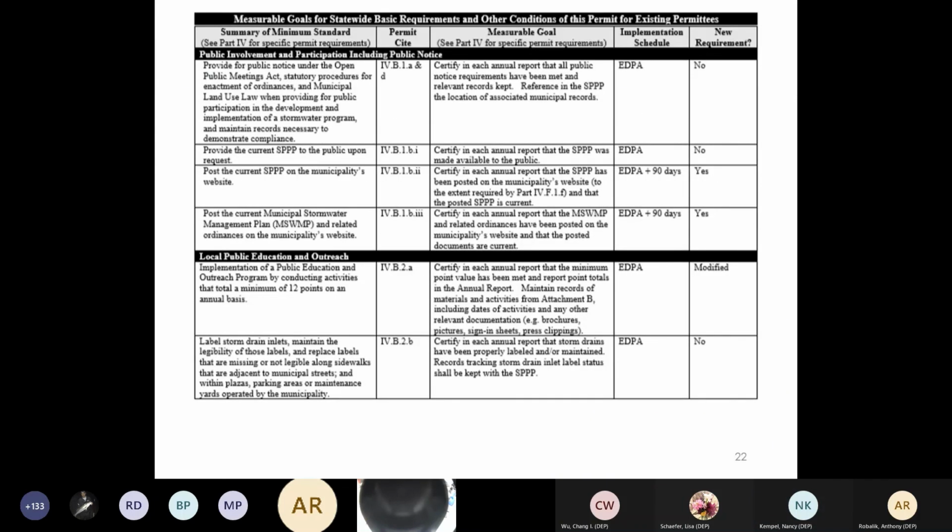So this is an example page from the permits showing the measurable goals within the permit. Each permit includes this type of table, and it's a good summary of the permit conditions and requirements and is found in Appendix A of the MS4 permits.